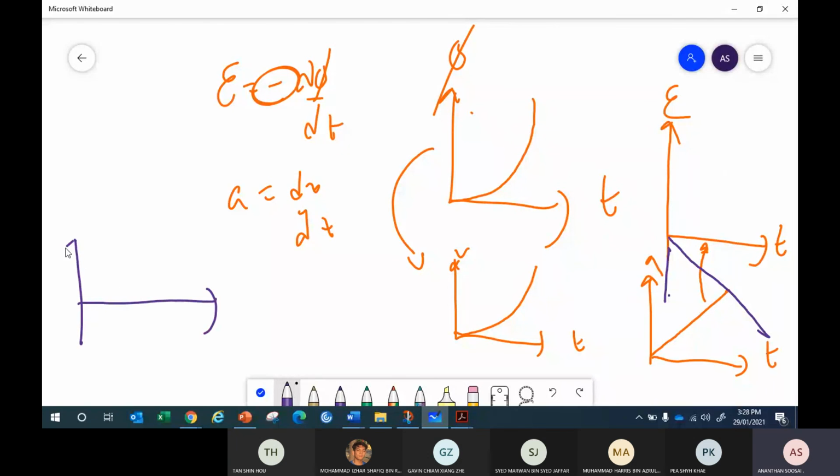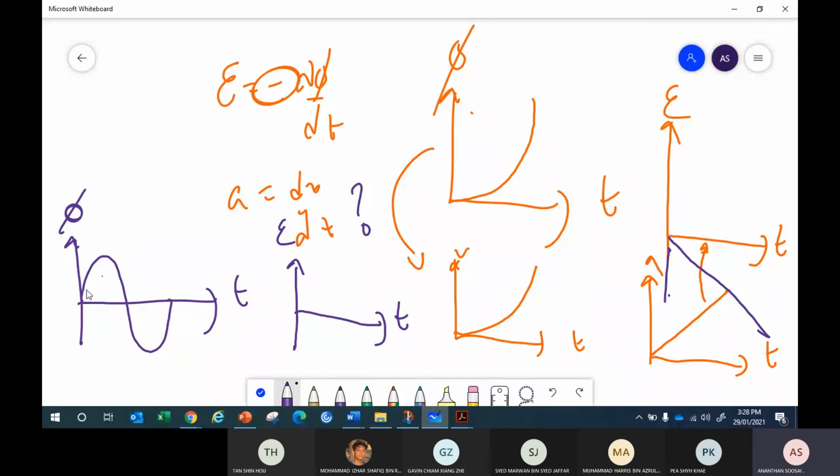Now I'm asking you more. Flux is a sine graph. EMF will be what graph? Sine, negative cos, cos? So how do you do it? You can imagine your flux like velocity. How do you get acceleration? Velocity is a sine graph. Acceleration will be what graph?